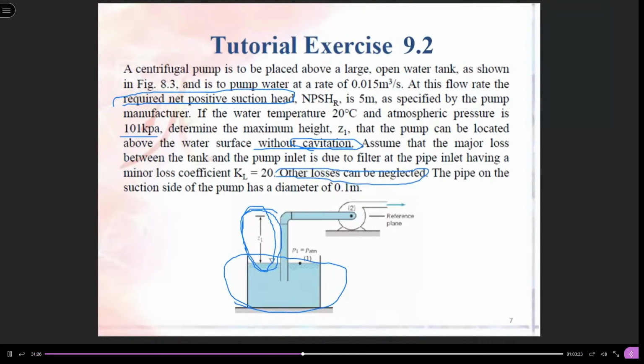The pipe on the suction side of the pump has a diameter of 0.1 meter. Try to solve this question. How to find the maximum height? This part. List the steps according to the given information. I'll explain this exercise 3 minutes later.